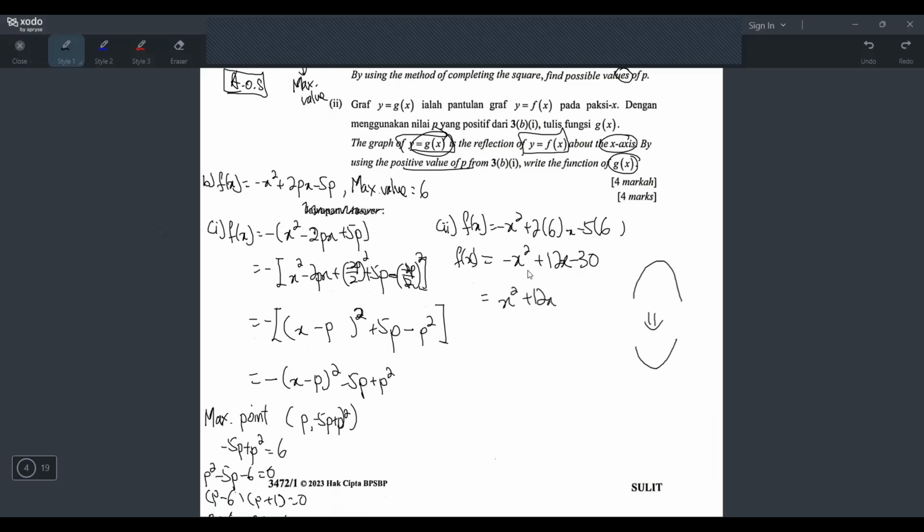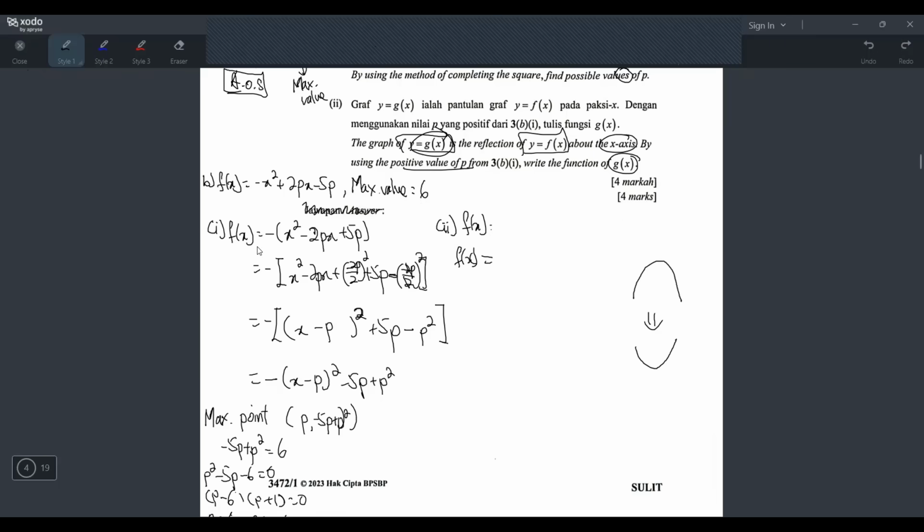Because when you flip it, not just the A value will change to positive. There are some other things that will change as well. Let me tell you what will happen. Okay, I'll explain using vertex form. So I will erase all this, because I will write in vertex form. So what this one also I will erase.